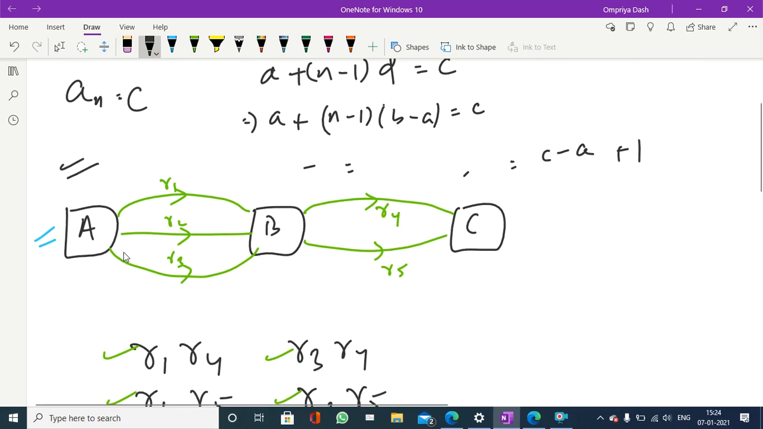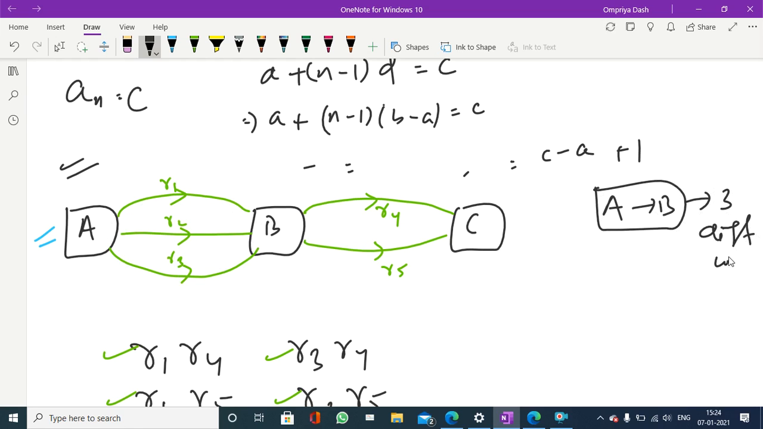here two events are happening. To go from A to B, which can happen in how many ways? Here event 1 is to go from A to B, the first event. And we know that it can happen in three different ways, right? You can go from A to B in three different ways.